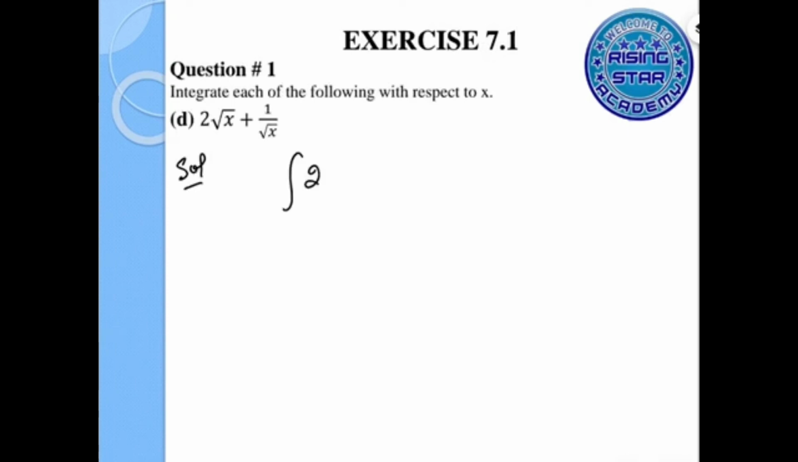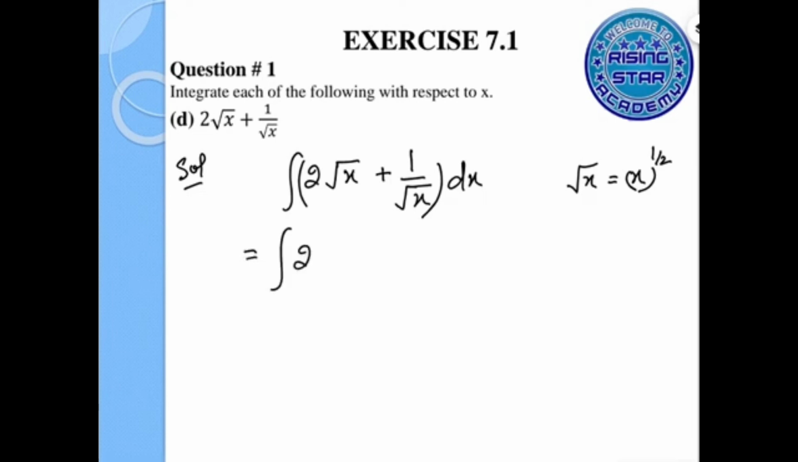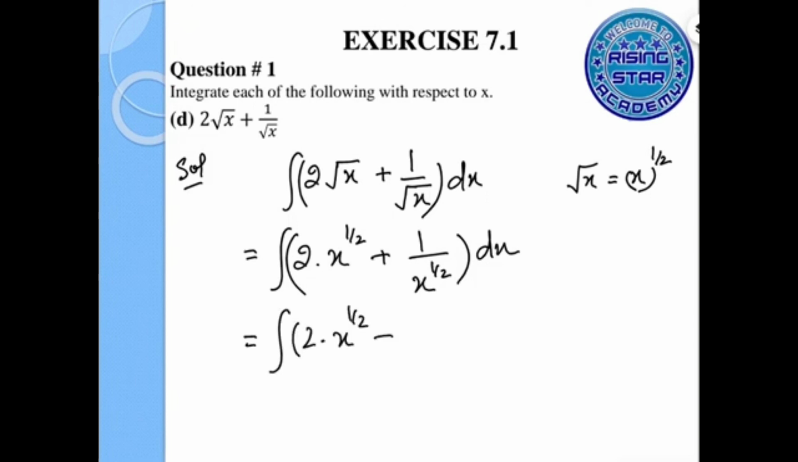Integral of 2 times square root of x plus 1 over square root of x dx. We know that the square root of x means x has the power of 1 over 2. So 2 into x to the power of half plus 1 over x to the power of half dx. So 2 times x to the power of half. So taking this in the numerator by writing x to the power of negative half dx.